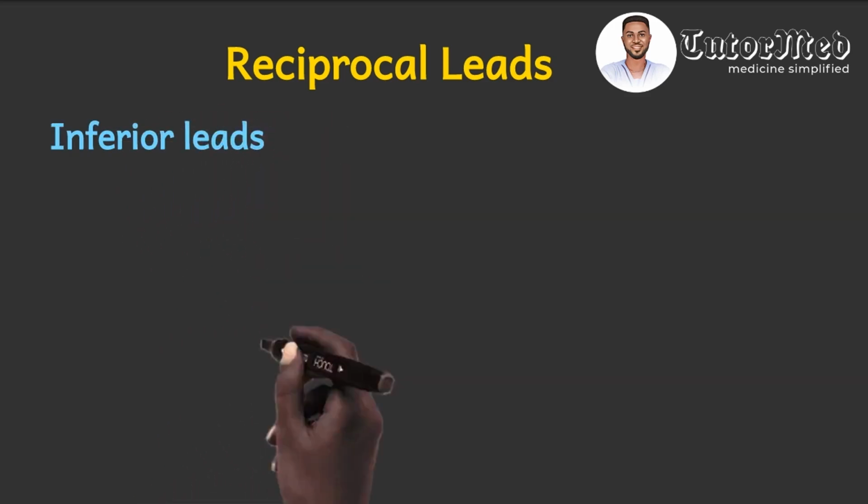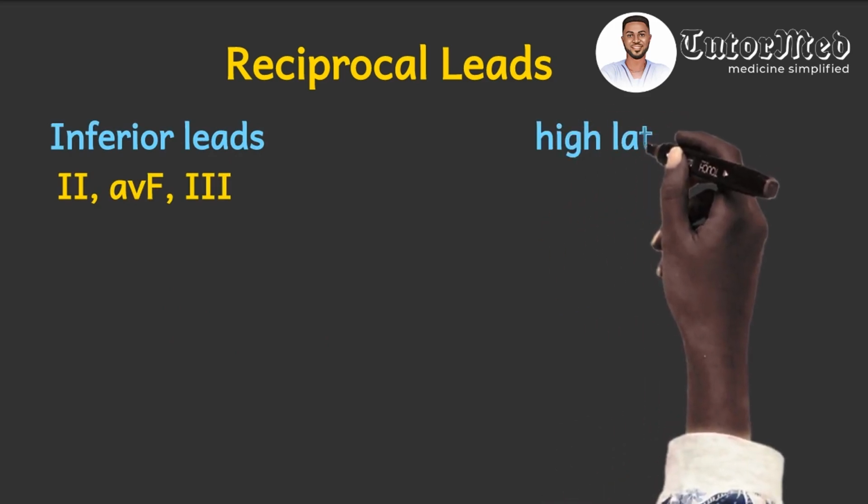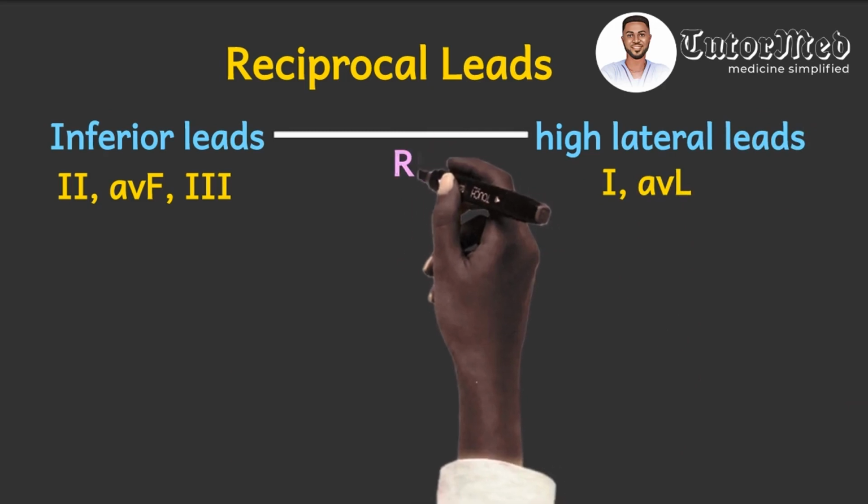Now, to address this clinical problem, we need to revisit the concept of reciprocal leads. Remember, we said they are leads which face each other by virtue of their positions, and because they face each other, they kind of mirror each other. If you have been following our series so far, you'd realize that it is common knowledge that the inferior leads, which are leads 2, AVF, and lead 3, and then the high lateral leads, which are leads 1 and AVL, are reciprocal leads.